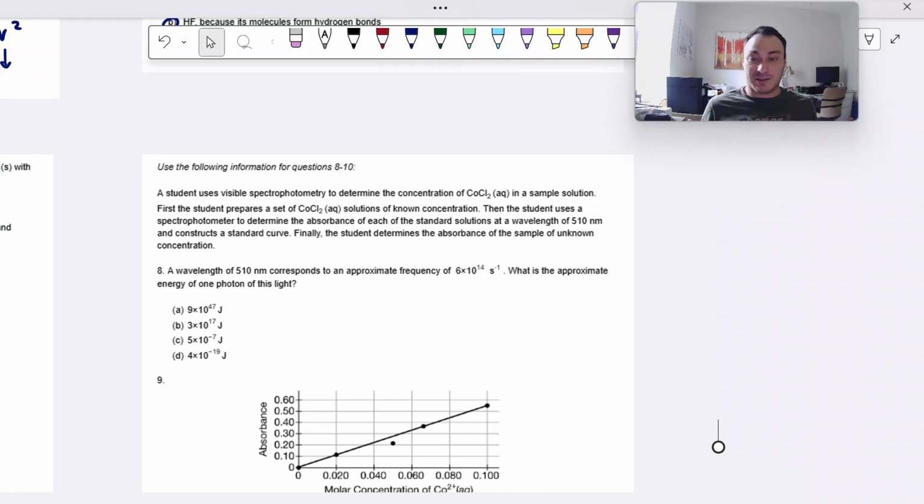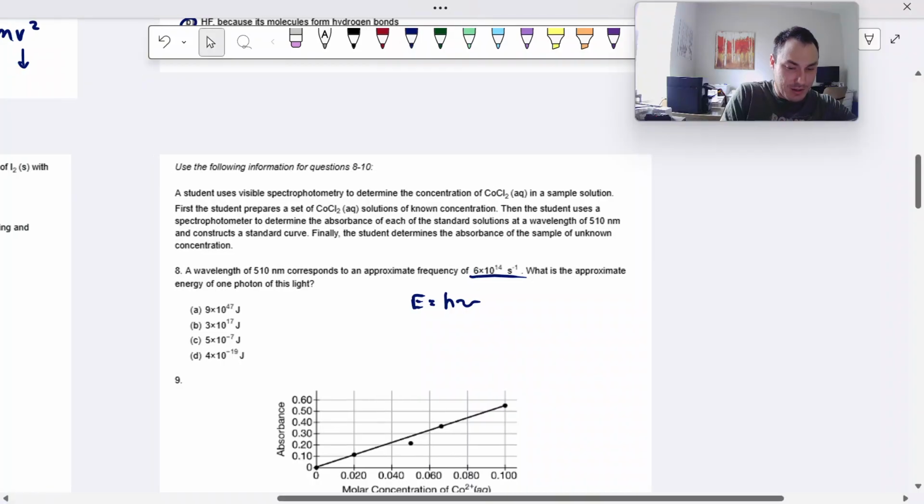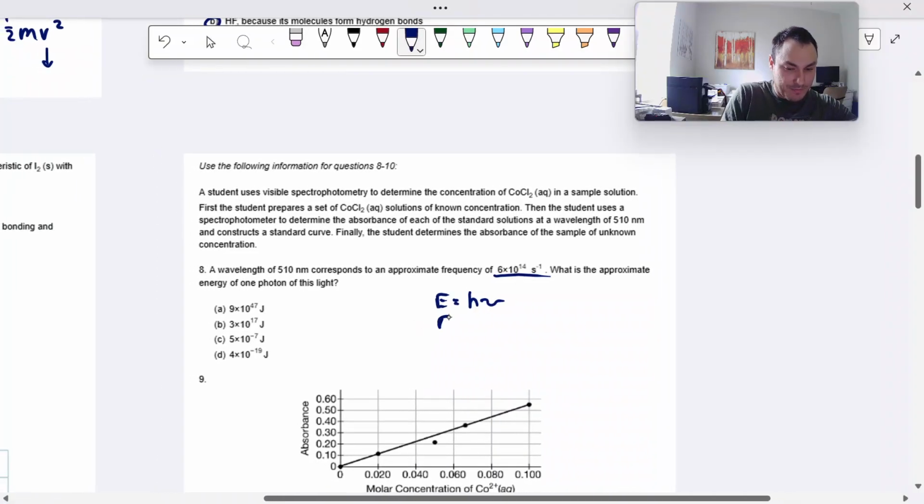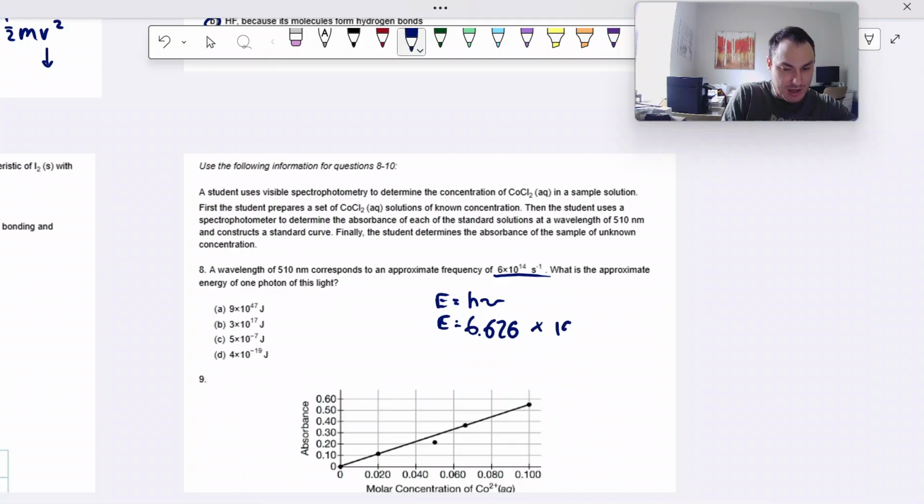So, classic spectrophotometry experiment. A wavelength of 510 nanometers corresponds to an approximate frequency of 6 times 10 to the 14th. What is the approximate energy of one photon of this light? Okay, well, they give us the frequency. Energy is equal to Planck's constant times frequency. So energy would be equal to 6.626 times 10 to the negative 34th times the frequency, which is 6 times 10 to the 14th.